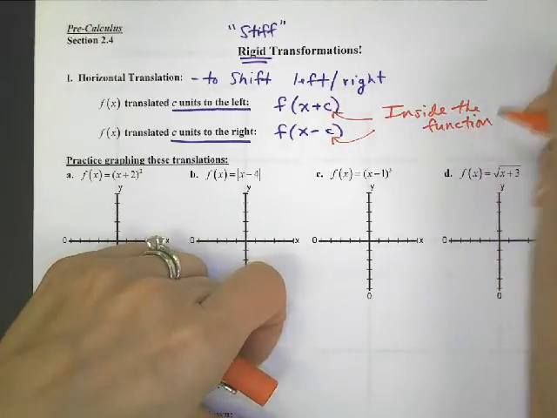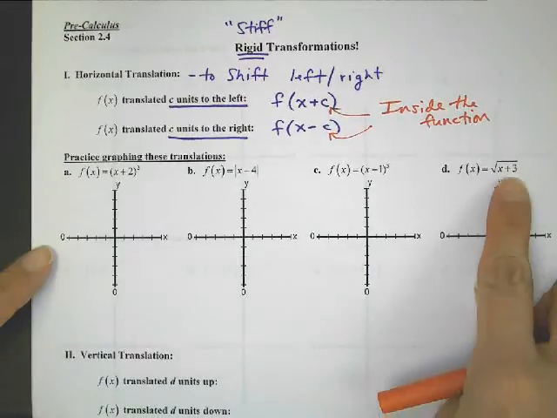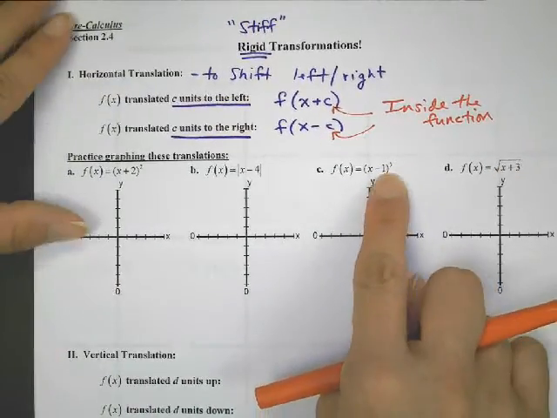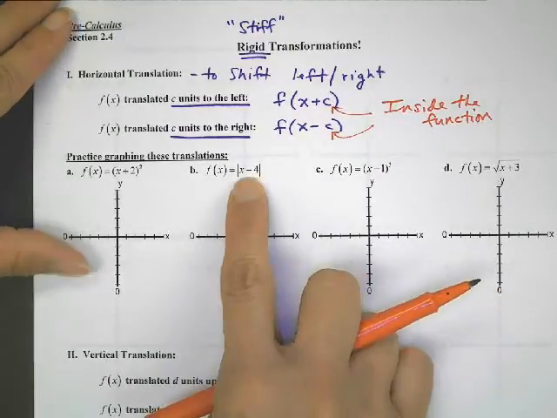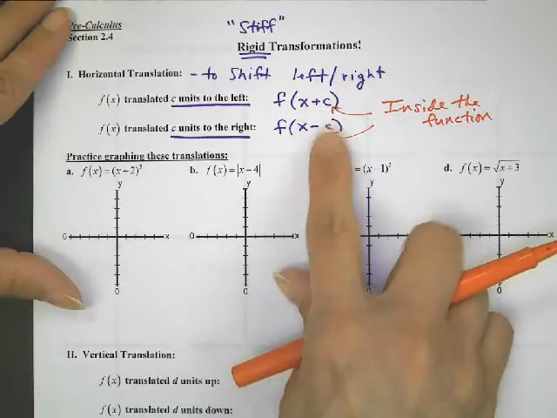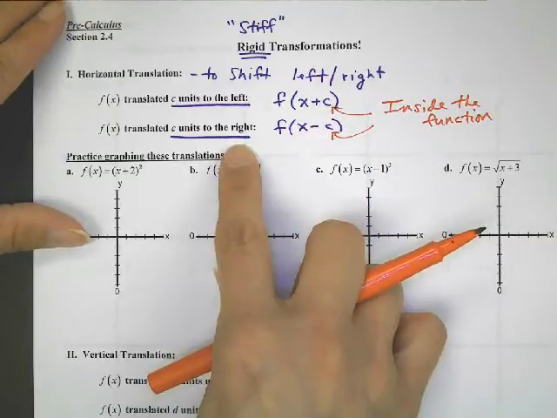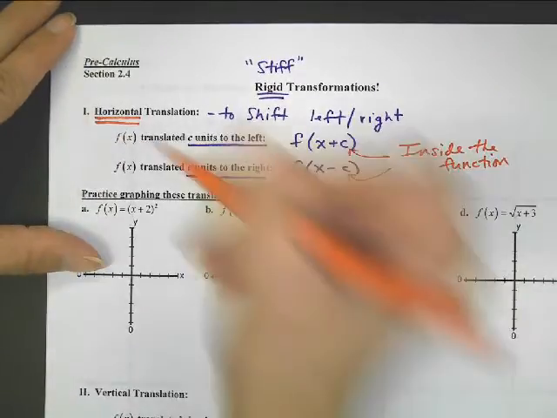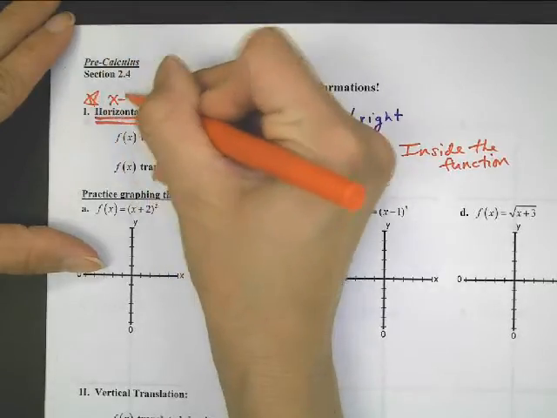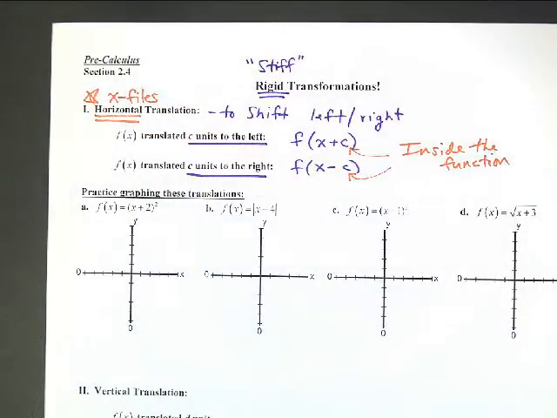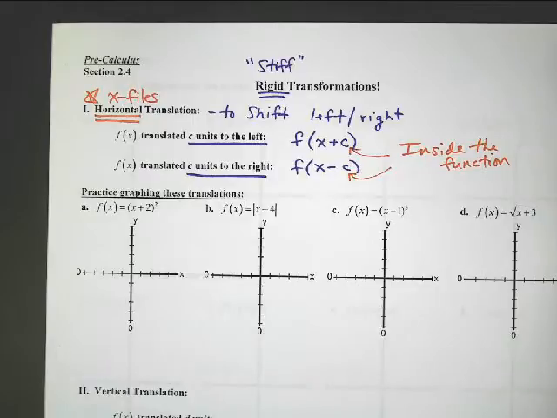Inside the function. You can take a look at some examples here. Do you see how the plus 3 is inside the radical? Do you see how the 1 is inside getting cubed? Inside the absolute value? Okay, inside the function means that it's shifting left and right. And horizontal translation is a little weird. Sometimes people call these the X-files, because it's not exactly what you would expect. It's kind of the opposite.